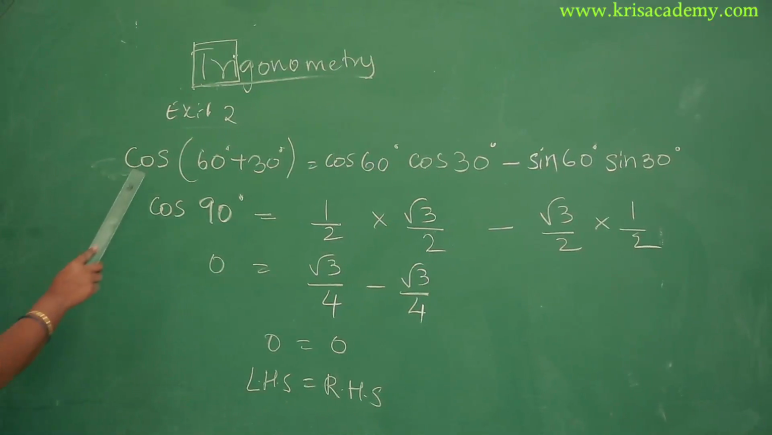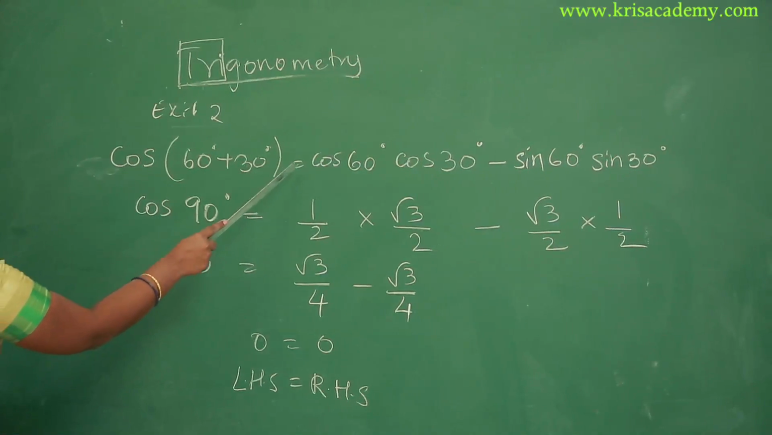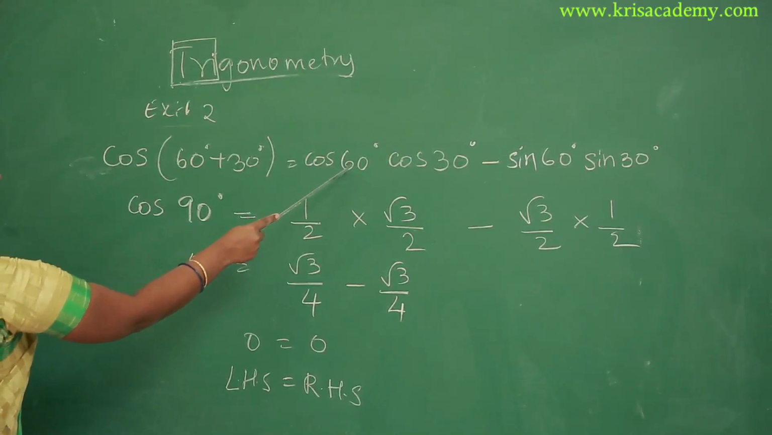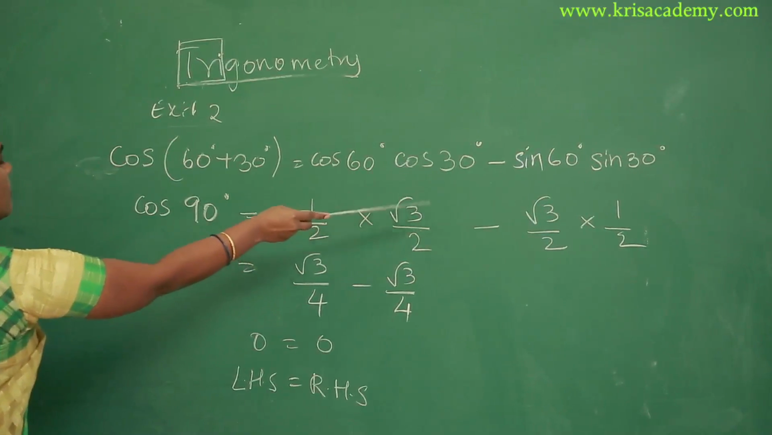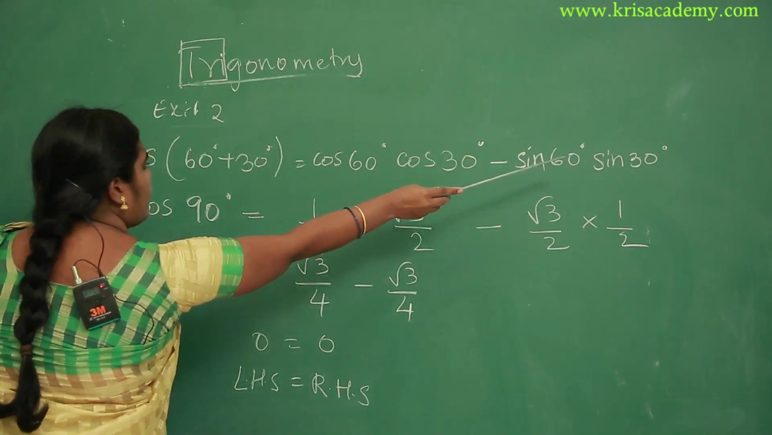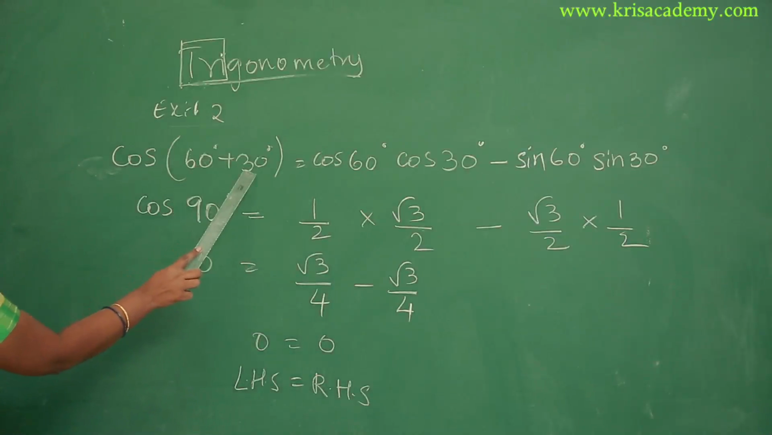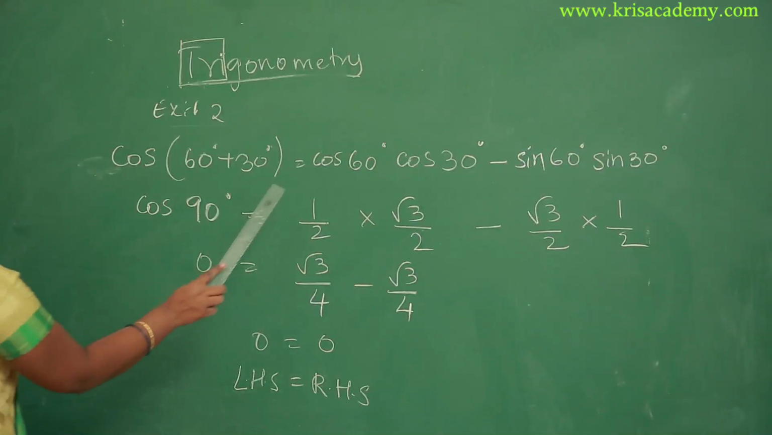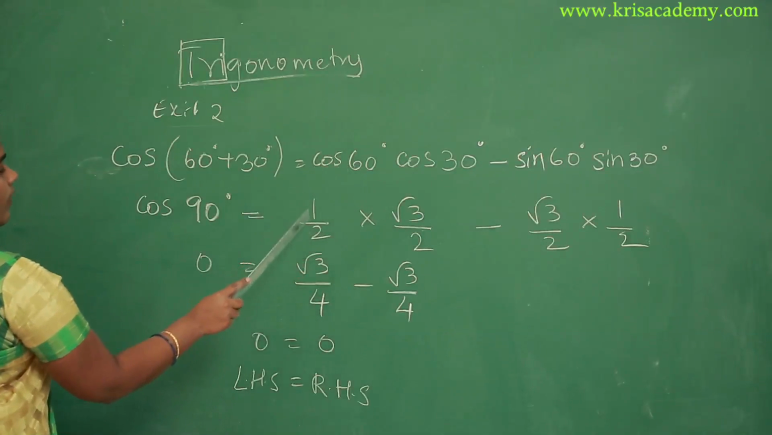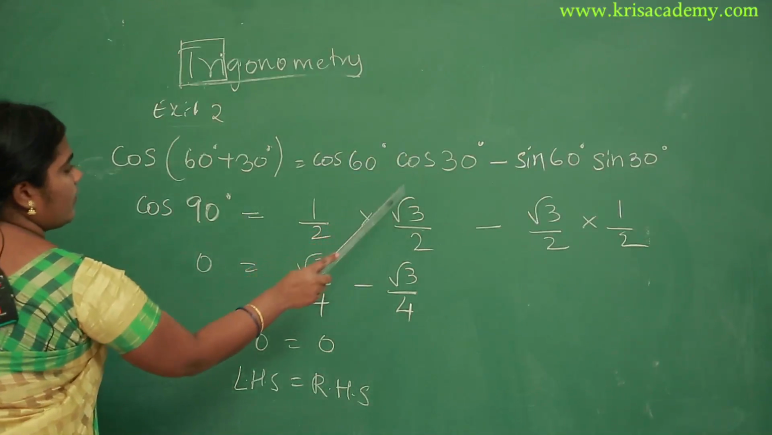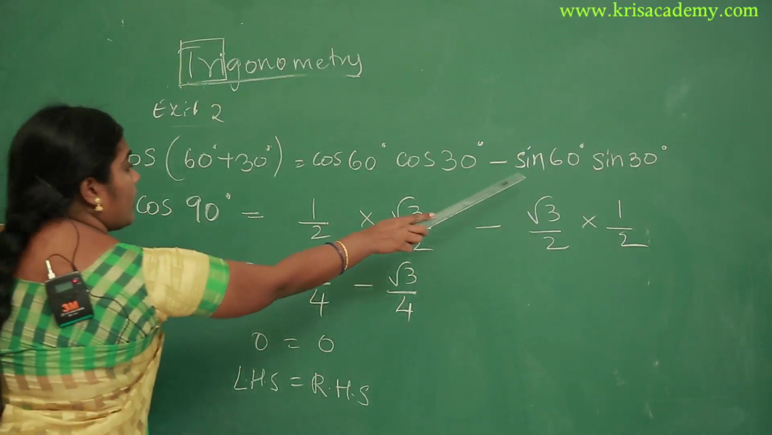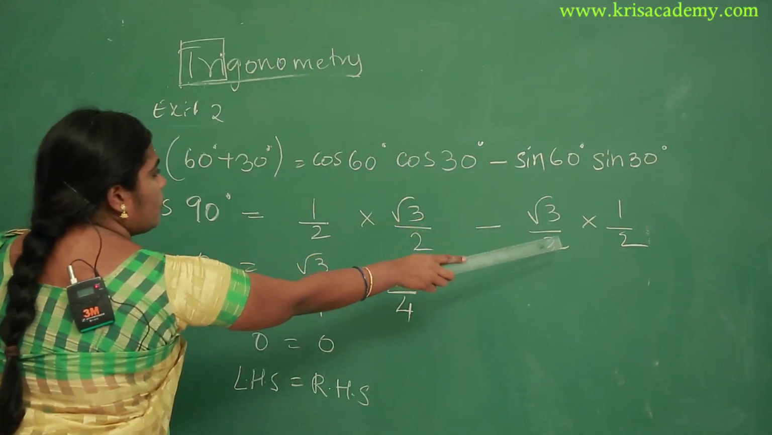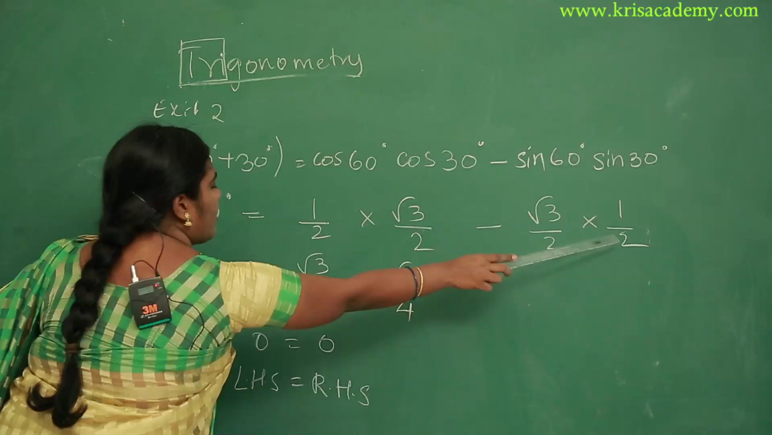So now the next one is cos 60 plus 30 degrees is equal to cos 60 degrees into cos 30 degrees minus sin 60 degrees into sin 30. 60 plus 30 is 90 degrees. So we take from the angles table: cos 90 degrees value is 0. Same way, cos 60 degrees value is 1 by 2, cos 30 degrees value is root 3 by 2, sin 60 degrees value is root 3 by 2, sin 30 degrees value is 1 by 2.